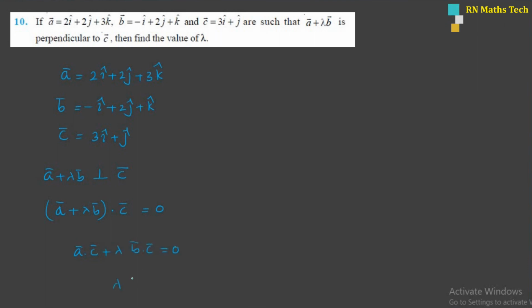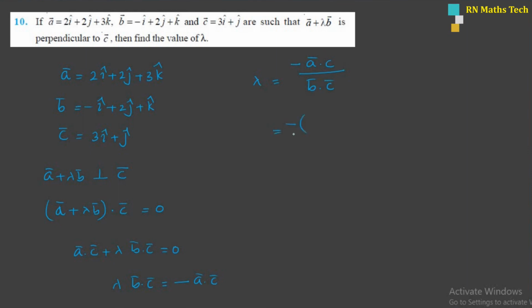Now question number 10. If a⃗, b⃗, c⃗ are given such that a⃗ + λb⃗ is perpendicular to c⃗. a⃗ is given 2i + 2j + 3k. b⃗ is equal to -i + 2j + k and c⃗ equal to 3i + j. a⃗ + λb⃗ perpendicular to c⃗, that is (a⃗ + λb⃗)·c⃗ equal to 0, that is a·c + λ b·c equal to 0, or λ b·c is equal to -a·c, or λ is equal to -a⃗·c⃗ divided by b⃗·c⃗.